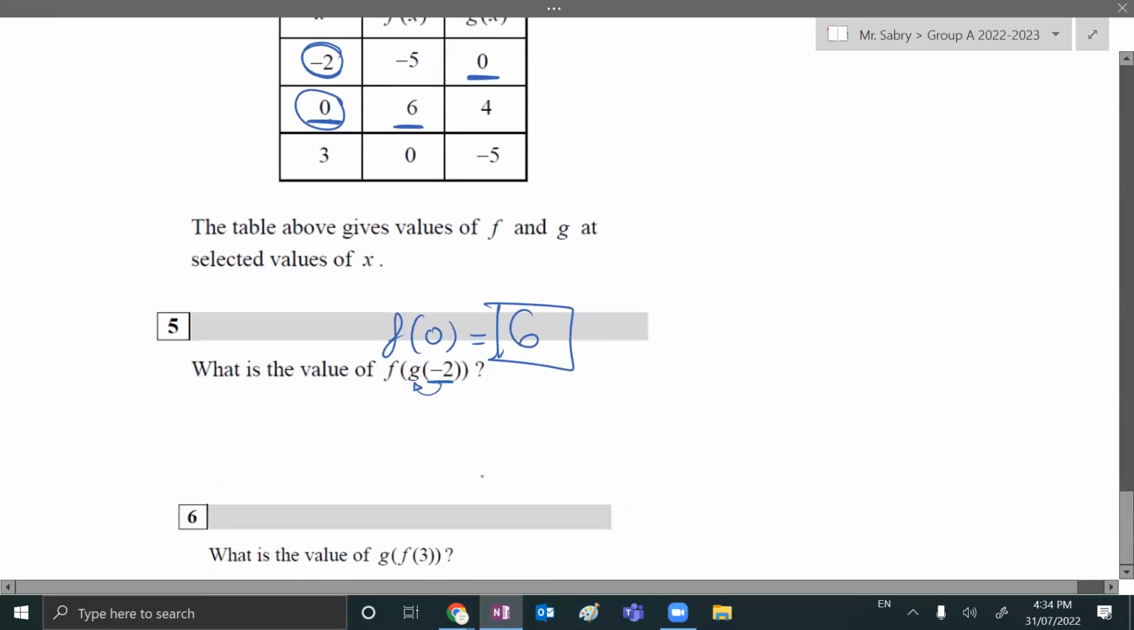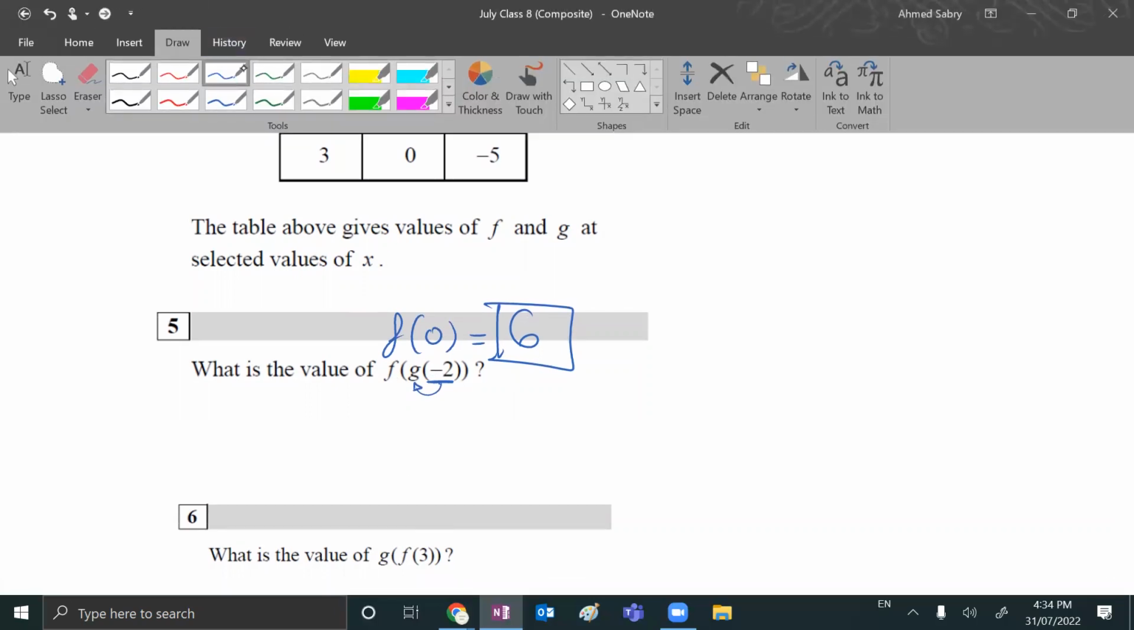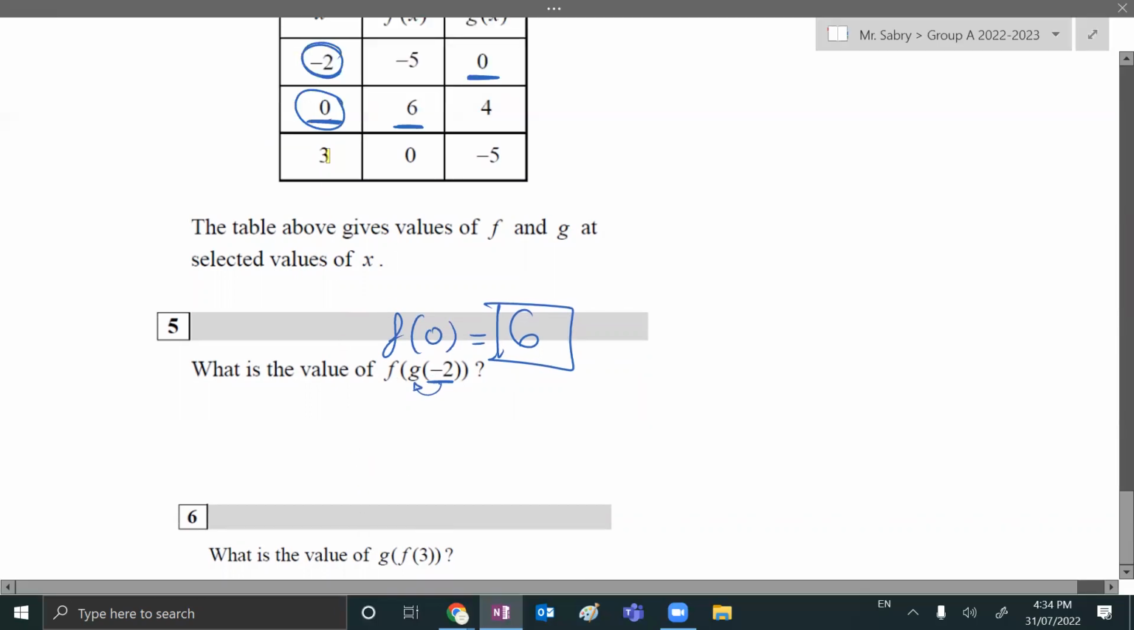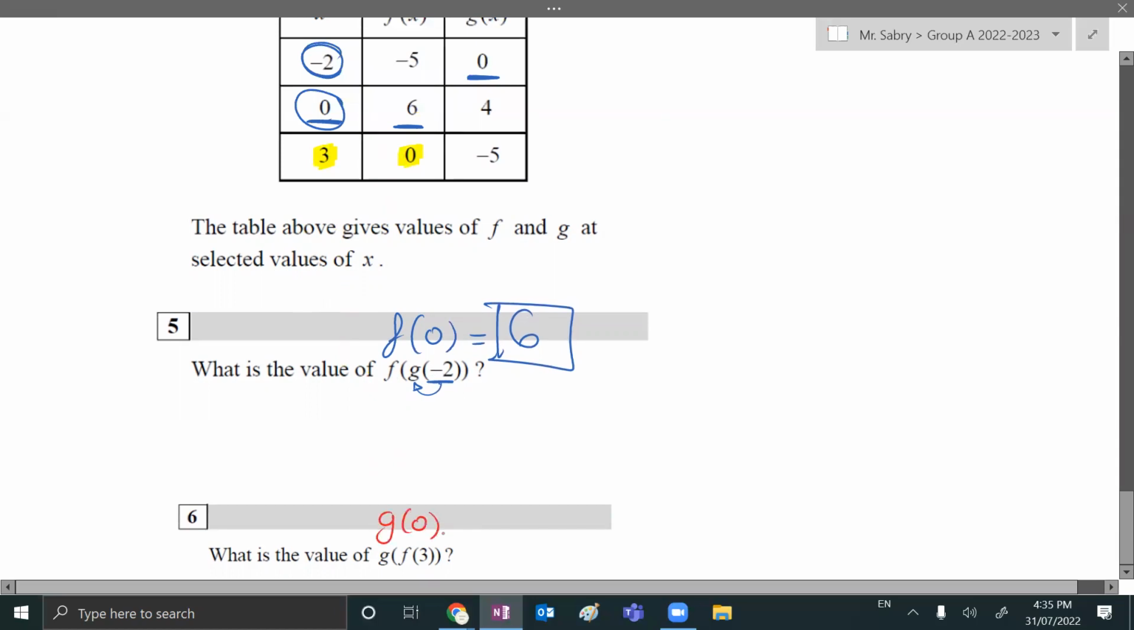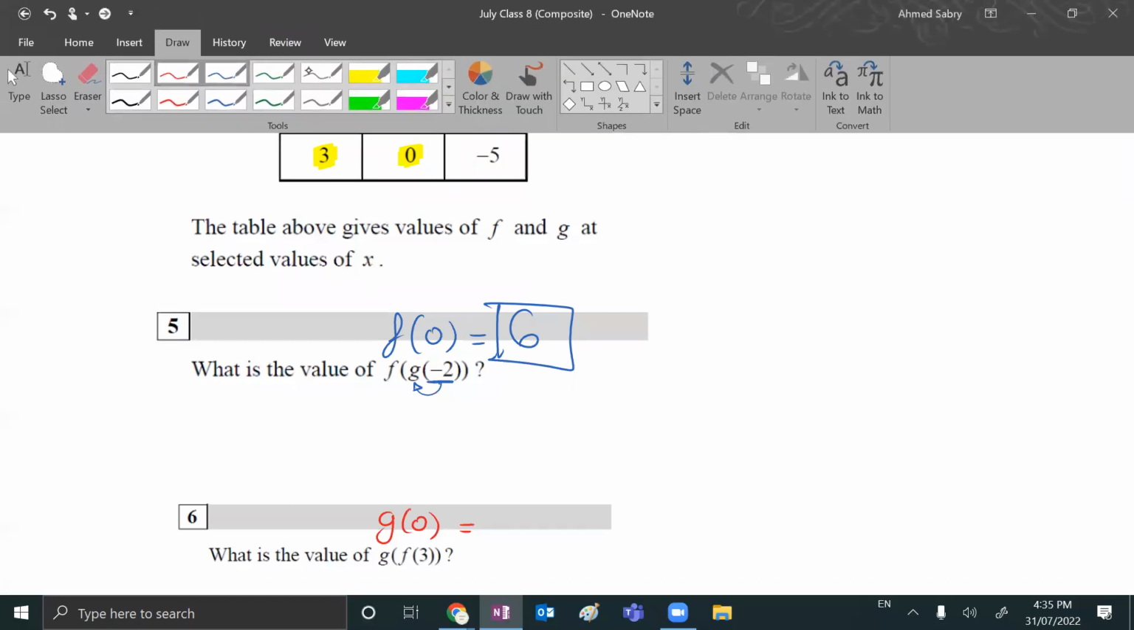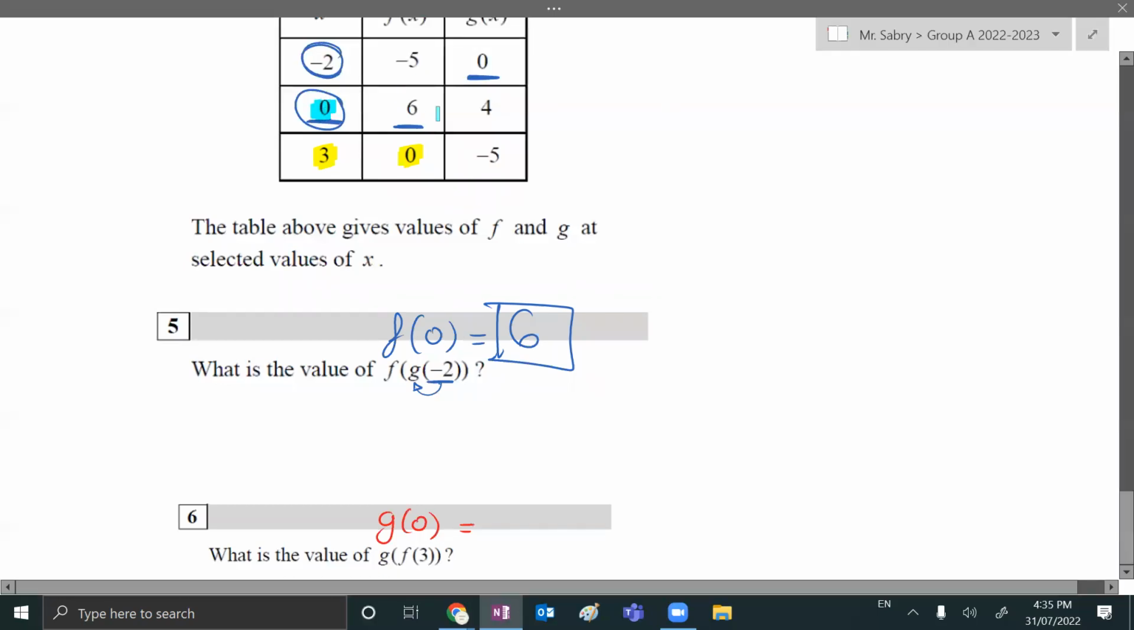Same thing for g of f of 3. I want f of 3, so I'll work with the 3 first. When x was 3, what was f? It was 0. So this means that now I need g of 0. How do I find g of 0? I'll check when x was 0, what was g? It was 4. So the final answer here is 4.